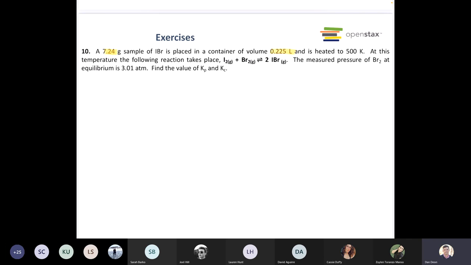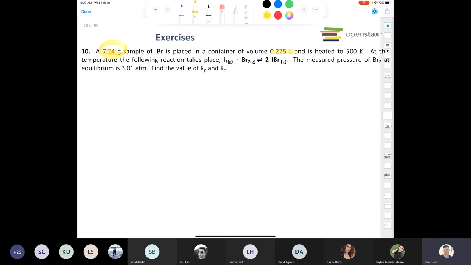Okay, well, let's see here. Starting out, the first thing that we would want to do is figure out what the pressure of the IBR is. Okay, now how would we figure out the pressure of the IBR? Well, if we're starting out with 7.24 grams of IBR, this is where we're starting, right? This is initially, it's all we have. We want to figure out the pressure of that IBR.